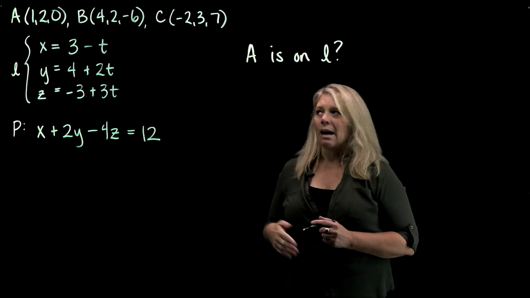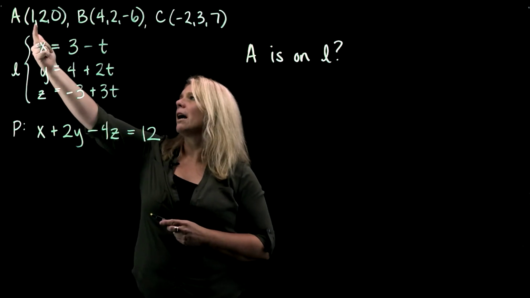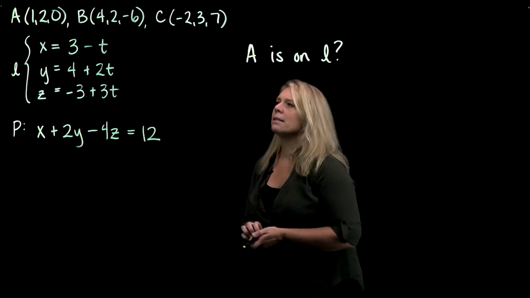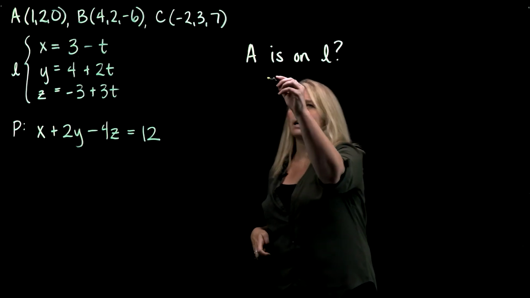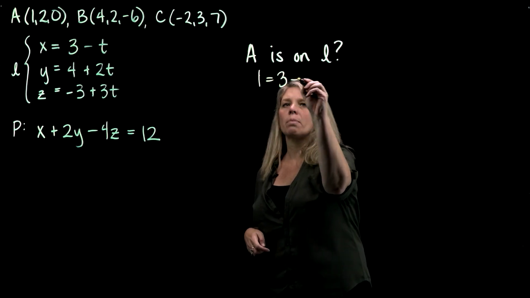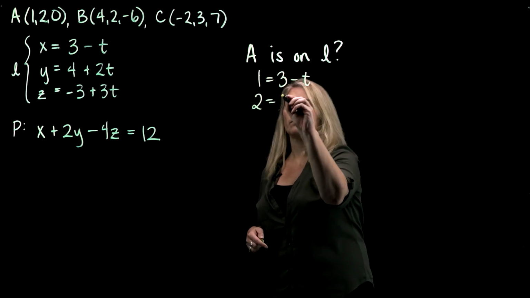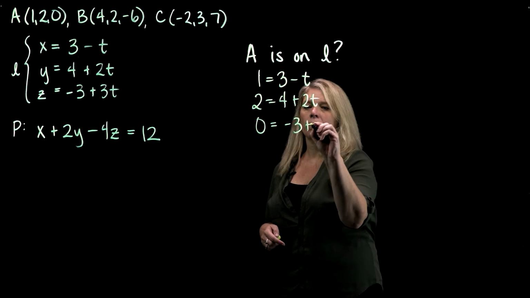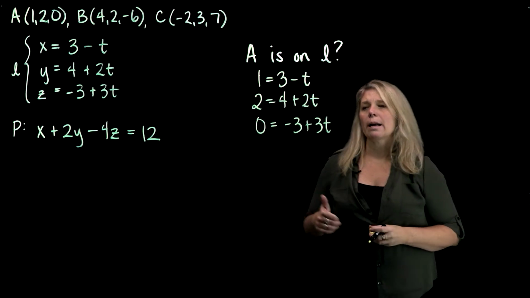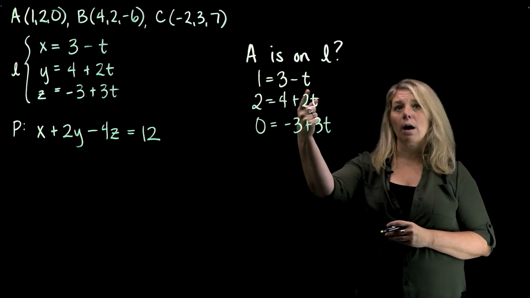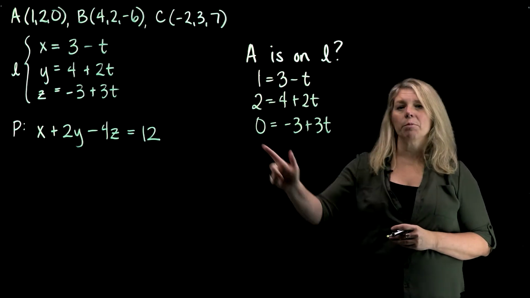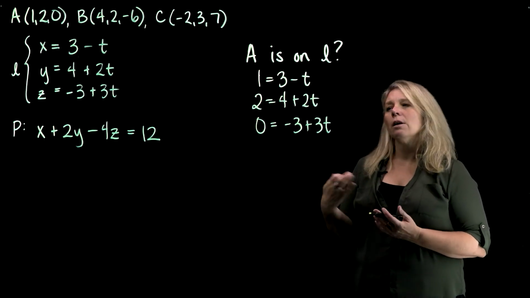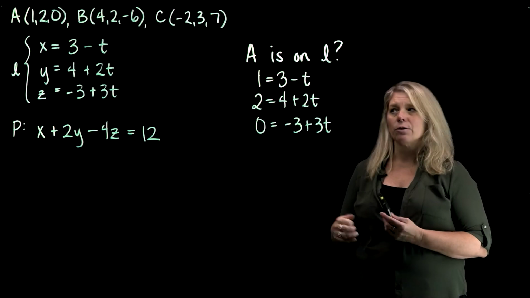So if A is on line L, then it should be true that I get this value for x, this value for y, and this value for z. So let's go ahead and start with that. I'm going to put in the 1, 2, and 0 for x, y, and z. Okay, so at this point I have a system of 3 equations, but only one unknown. So in order for this system to be consistent, I would have to have the same value of t that satisfies all 3 equations. So that's what we want to do to check to see whether this really is true.